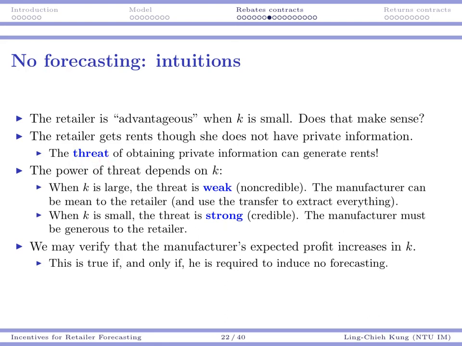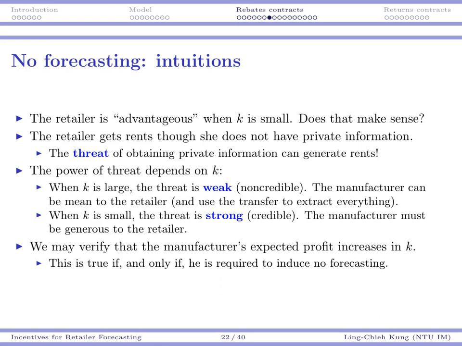Whether the threat is strong depends on K. When K is large, even though the retailer has that option, the threat is very weak, so the manufacturer can be very mean to the retailer. But when K is small, the threat is very strong or credible. The manufacturer needs to be generous to the retailer so that the retailer does not really try to get the private information.